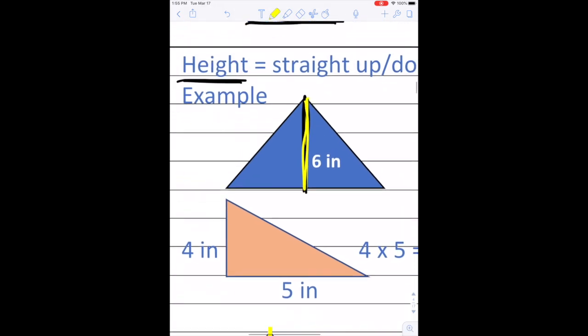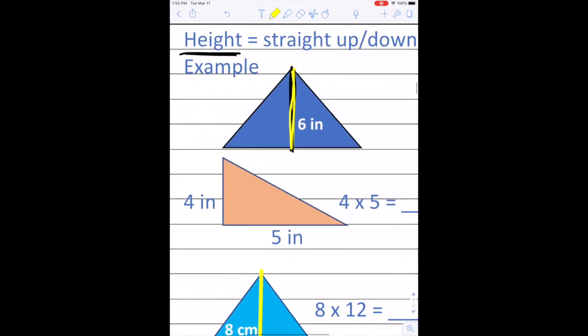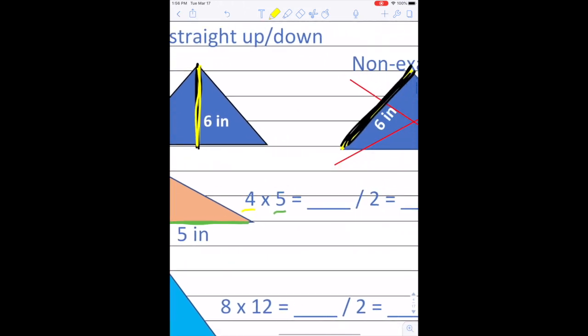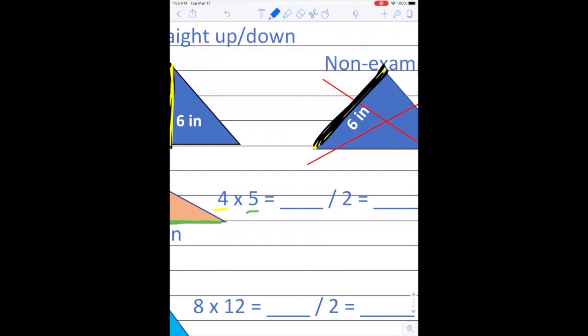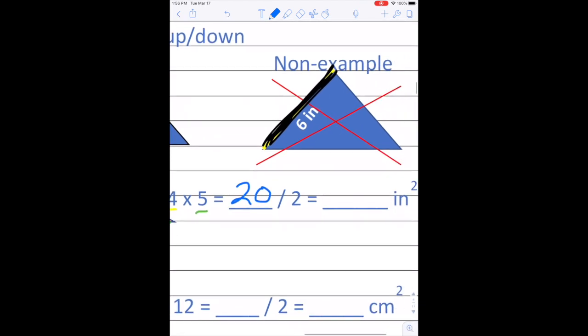Okay, so when we look at this first shape, again, we have our base, which is going to be this 5 inches. That's our base. And then when I look at my height for this shape, it is 4 inches. So base times height for this shape, 5 times 4 gives me 20.